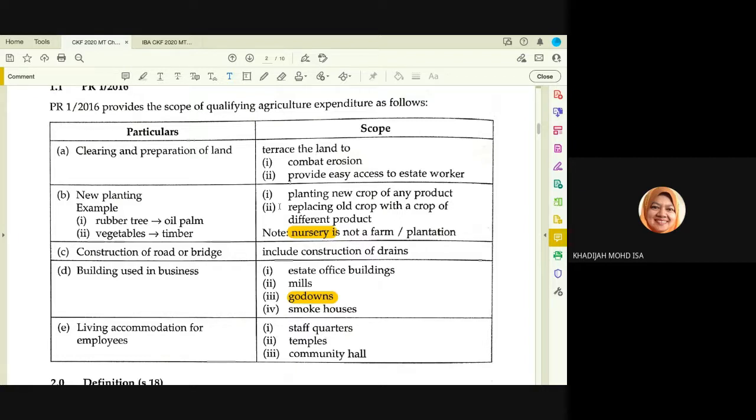So the old crop may be the rubber tree. Now the new crop is the oil palm. Remember that nursery. What is a nursery here? Anyone? Jual pokok. Right, normally you have small plants, all the roses, orchids, all the in-house plants, all this is actually sold at the nursery.